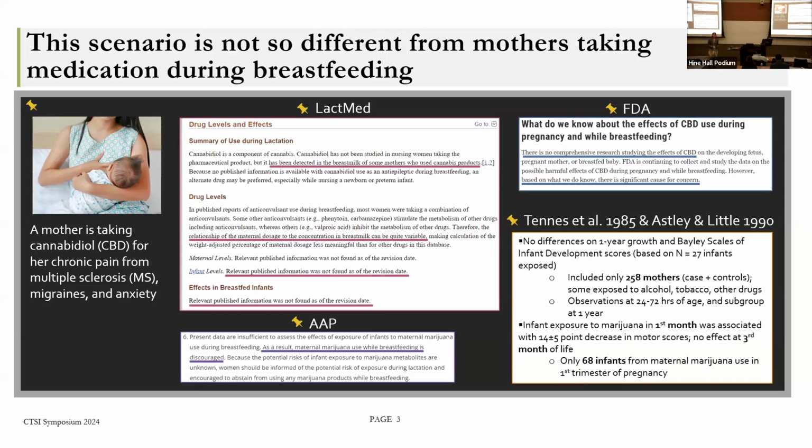For example, 258 mothers were included. Some were taking marijuana, some weren't. But then they looked at the outcomes in the infants and there was potential for neurological or neurodevelopmental delay. Some issues with these studies include that the infants are only looked at 1 month of age. The mothers were only taking it during the 3rd trimester, and there could have been some other medications or alcohol being consumed. So lots of uncertainties there.